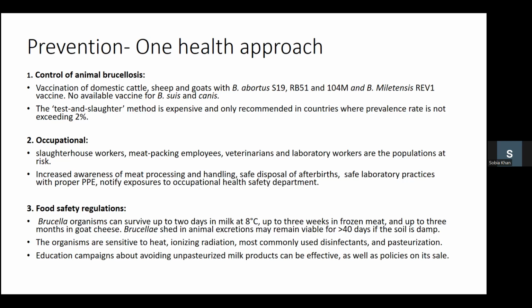Occupational exposures definitely need to be catered to. Slaughterhouse workers, meat packing employees, veterinarians, and laboratory workers are the populations at the highest risk, and they contribute up to 10% of the cases of brucellosis. So increased awareness of meat processing and handling, safe disposal of afterbirths of animals, safe laboratory practices, and notifying exposures to the occupational health safety department would all lead to prevention of brucellosis.